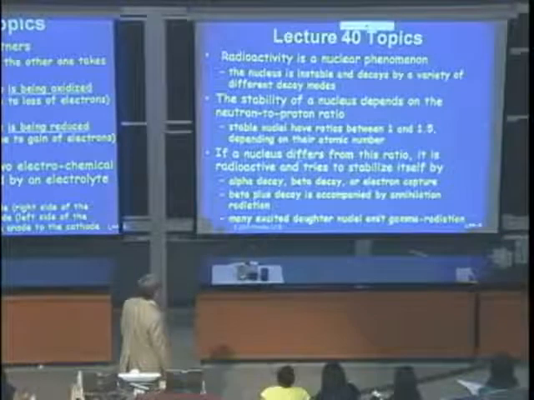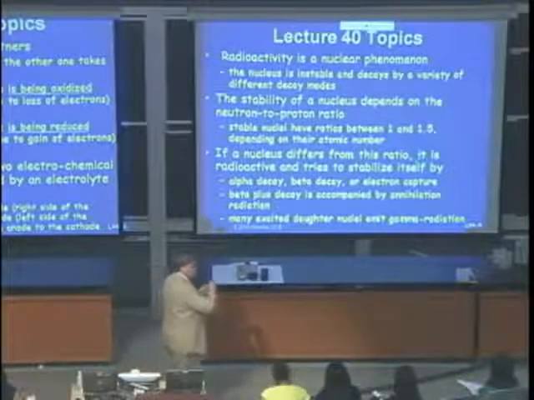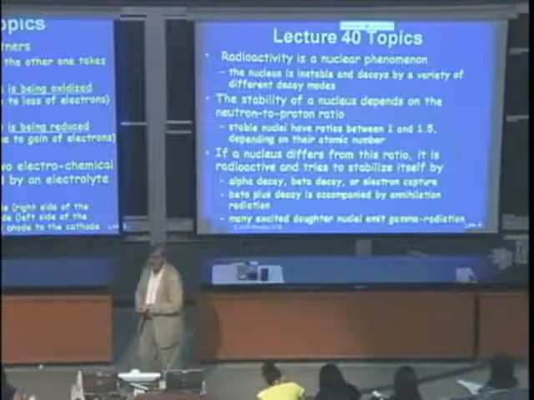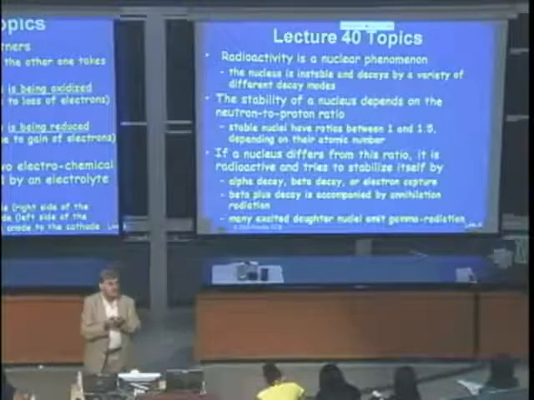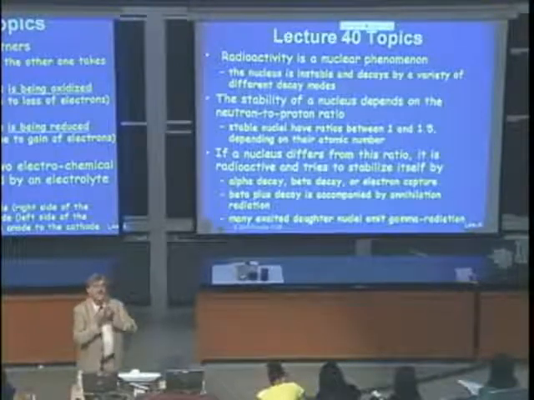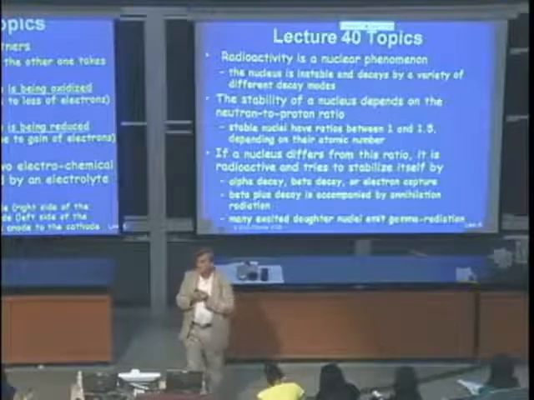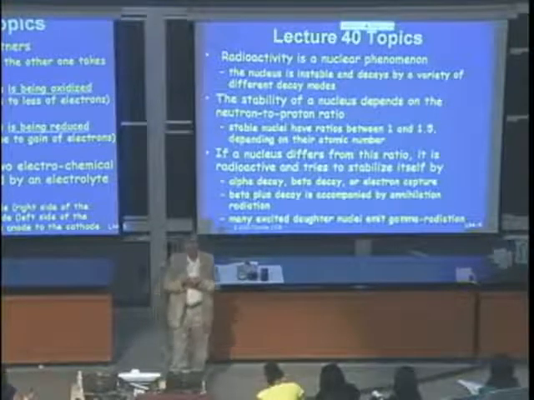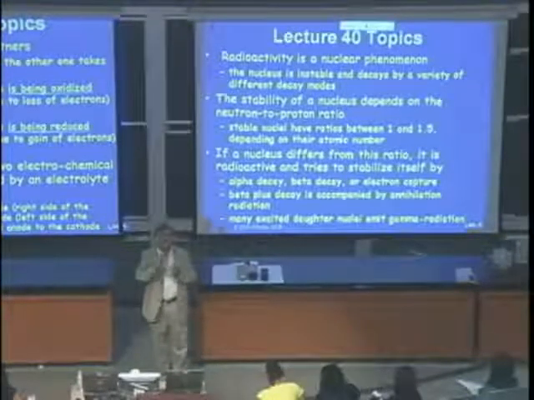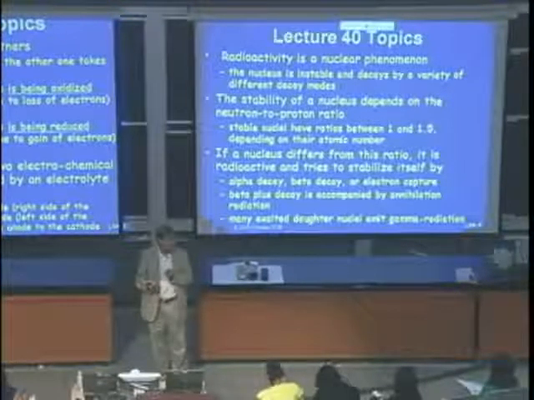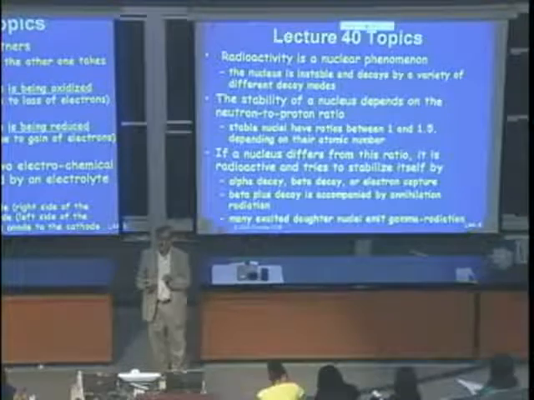So if a nucleus doesn't have that ratio, somewhere between 1 and 1.5, it is unstable, and it wants to reach that ratio, okay? So if it has too many protons, for example, it says, okay, I have too many protons. I convert one of my nuclear protons to a neutron. And what else? I had a proton, that's positive, and I have a neutron, this is neutral.